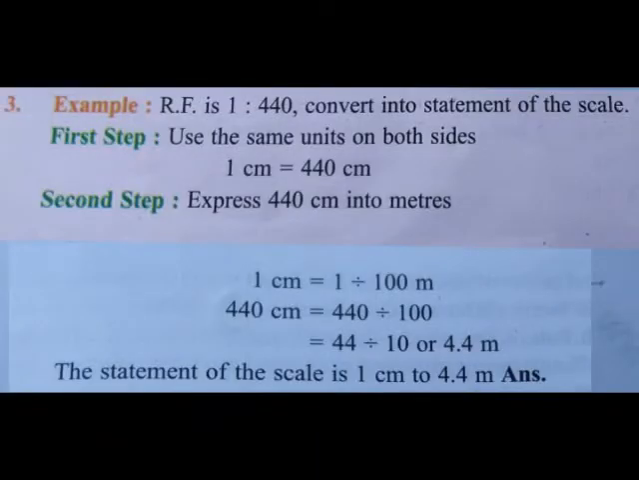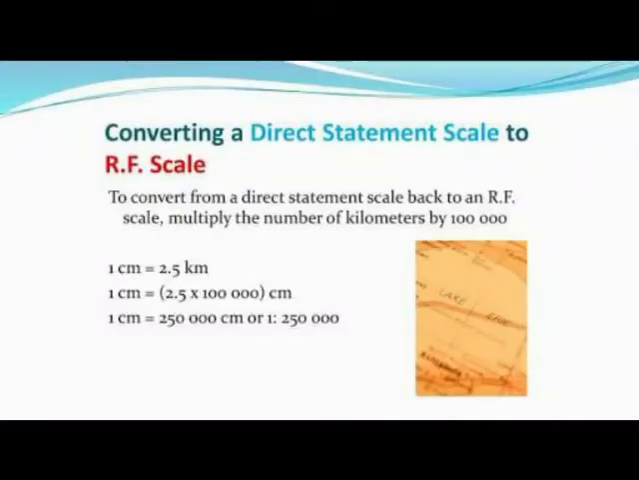The second example also you can see that 440 has to be converted into meters, so it is divided by 100. Now next we come to converting a direct statement scale to an RF scale. To convert from direct statement to RF, we multiply the number of kilometers by 1 lakh, and if we have to convert it into meters, then we have to multiply by 100.